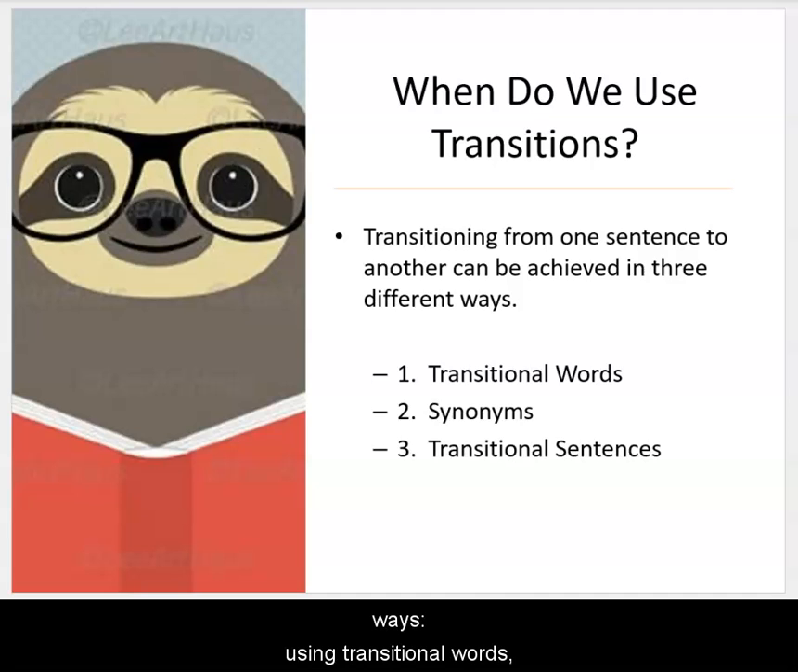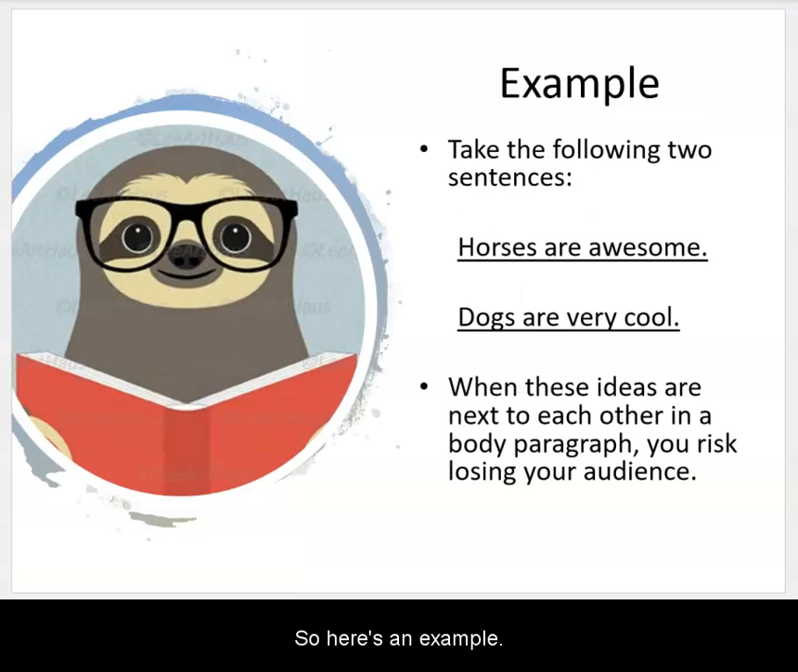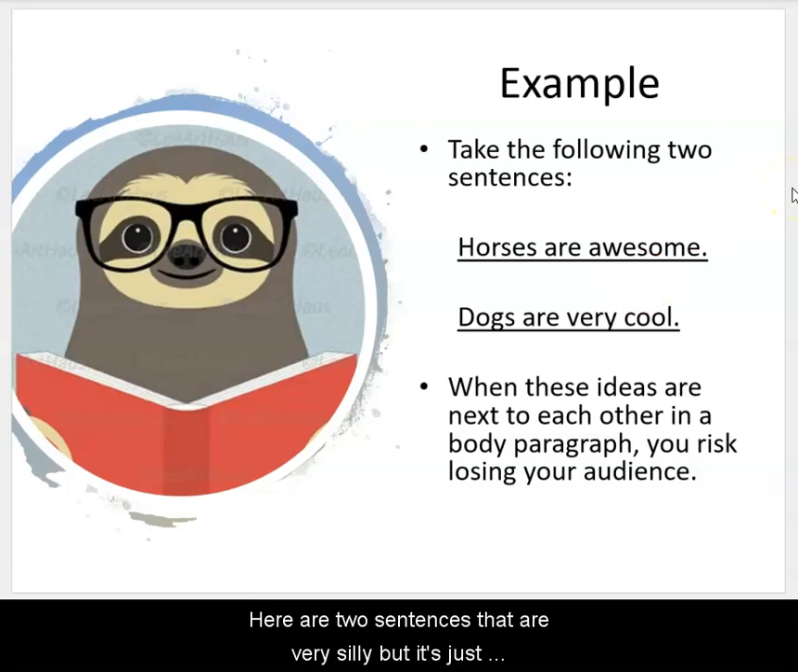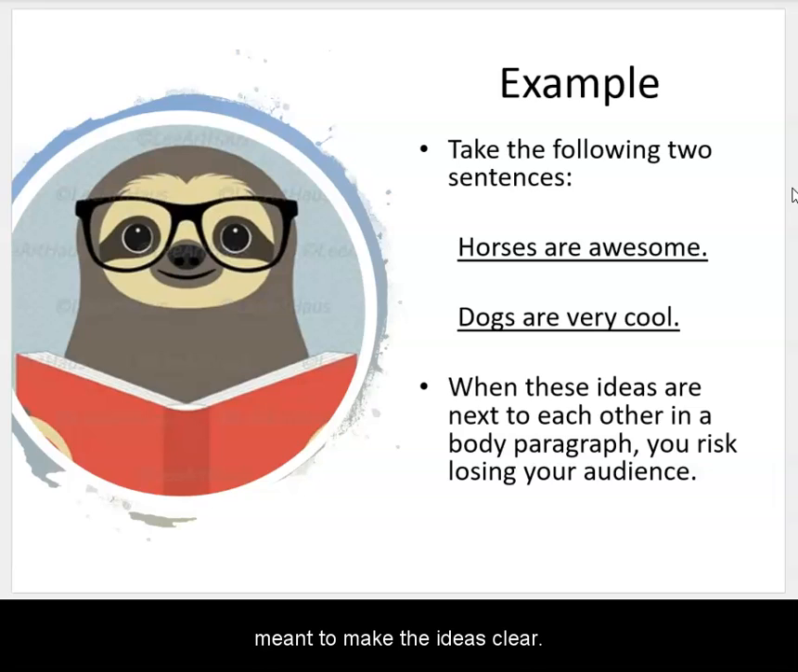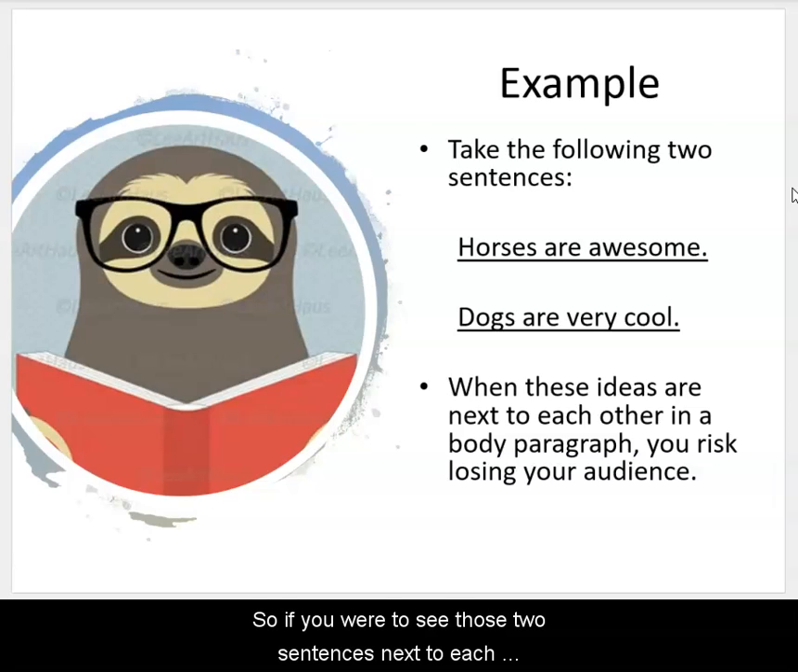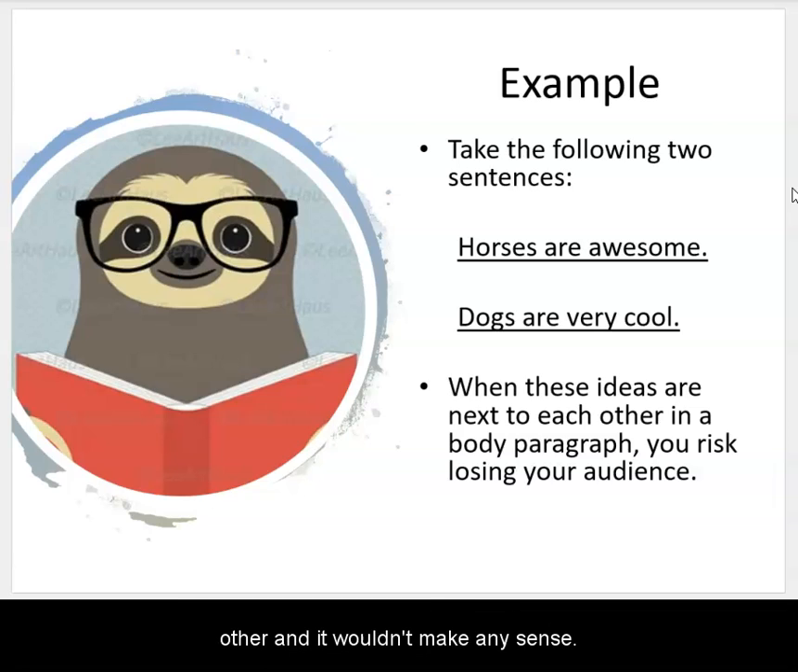Using transitional words, using synonyms, or using an entire transitional sentence. So here's an example. Here are 2 sentences. They're very silly, but it's just meant to make the idea clear. Horses are awesome. Dogs are very cool. So if you were to see those 2 sentences next to each other in an essay, it wouldn't make any sense, right? What do dogs have to do with horses?